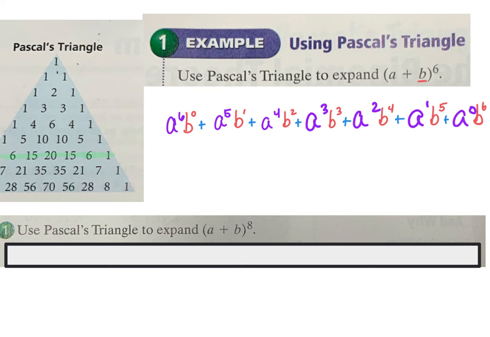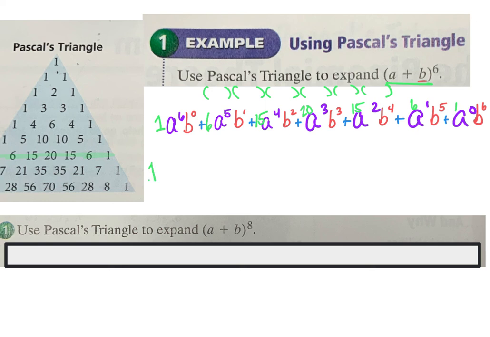So my coefficient here is going to be a 1. My coefficient here is going to be a 6. My coefficient here is going to be a 15. I did not leave enough room. My coefficient here is going to be a 20. My coefficient here is going to be a 15, a 6, and a 1. So if I were to take a plus b and multiply it out 6 times, I would have to FOIL that thing.